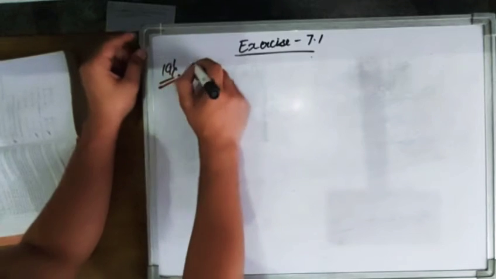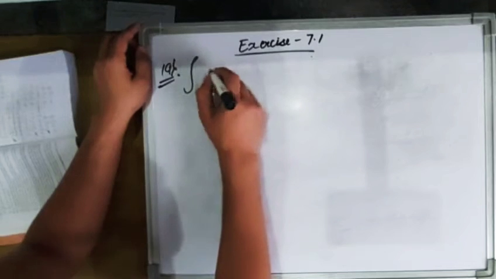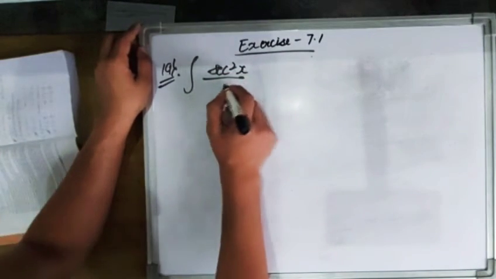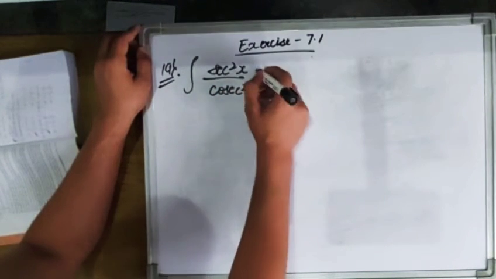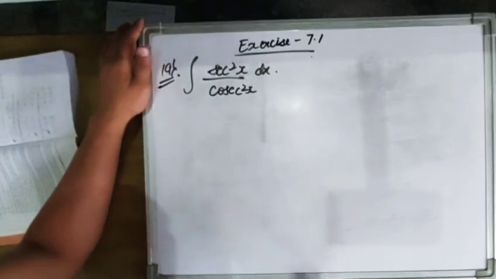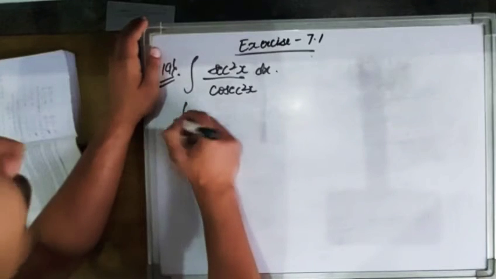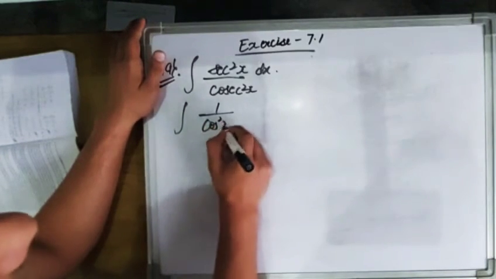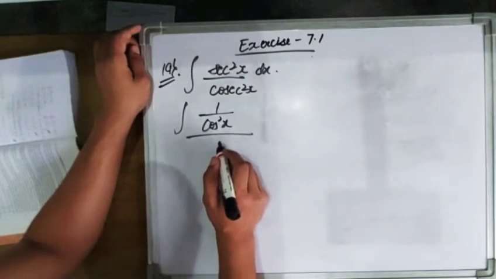The 19th question is the integral of secant square x upon cosecant square x dx. We need to find its integration. So we know that secant is the inverse of cos, so secant square x is 1 upon cos square x, and this cosecant square x is the inverse of sin x.